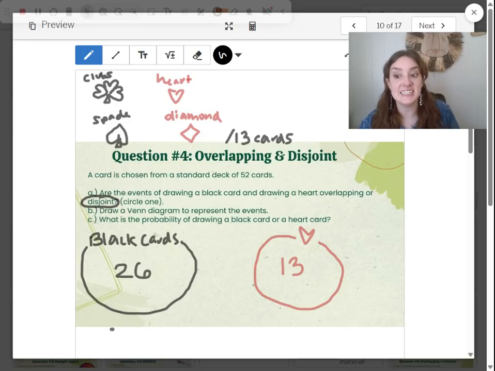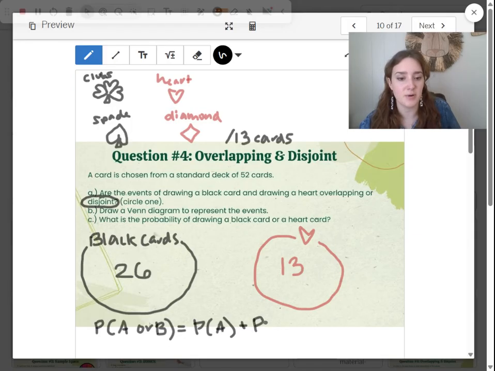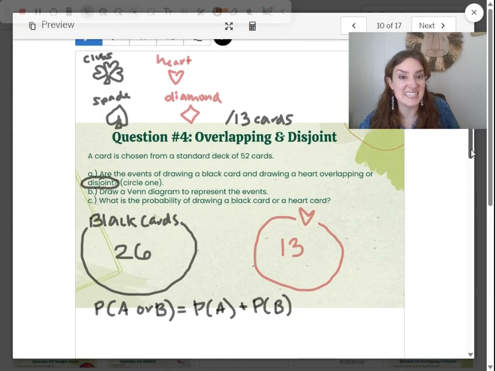Because it is a disjoint event, I'm just updating from our Engagely notes. The probability of A or B is equal to the probability of A plus the probability of B. That's how we're going to find the probability of either-or for a disjoint event. The probability of drawing a black card: there are 26 black cards out of a 52 card deck. That's event A. For event B, there are 13 hearts out of a 52 card deck.